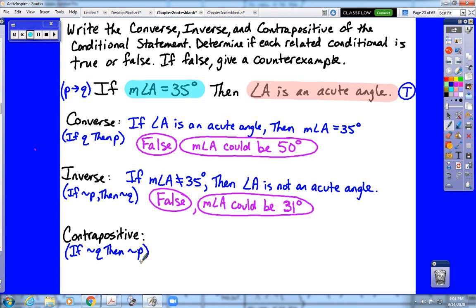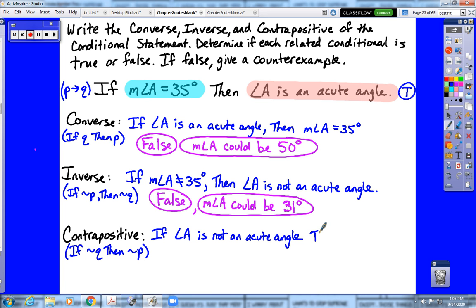So what we're going to do is we're not only going to negate, but we're also going to switch the hypothesis and conclusion of the original statement. Now please notice that this means that the contrapositive is the converse of the inverse. We can just take the inverse and switch its hypothesis and conclusion. So we need to say if angle A is not an acute angle, which is the negation of the original conclusion, then the measure of angle A does not equal 35 degrees.